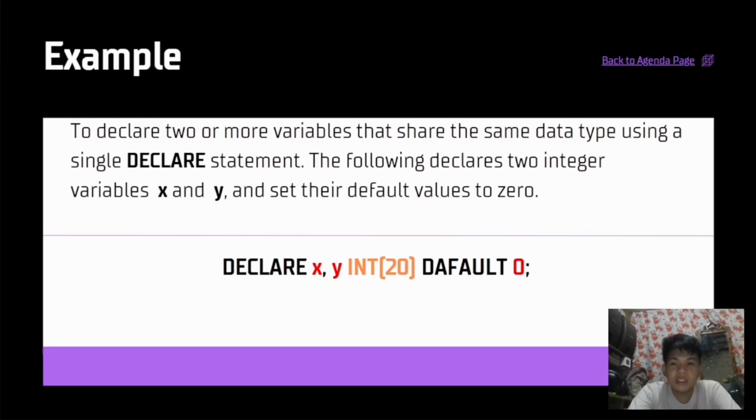Here's another example. This time, we declare two or more variables. To declare two or more variables that share the same data type using a single declare statement, you separate them with commas. The following declares two integer variables x and y and sets their default values to 0. So, we declared two variables, x and y, with data type int and default value of 0. That's it for using variables in stored procedures.